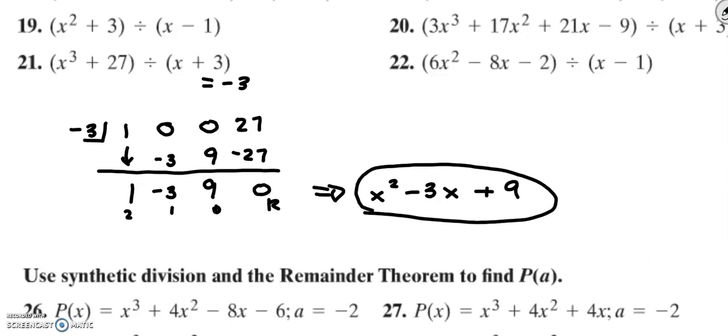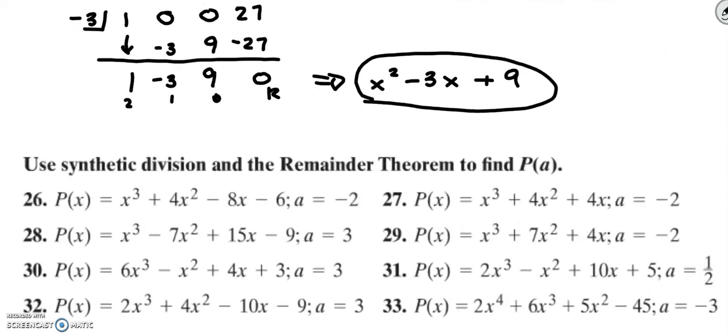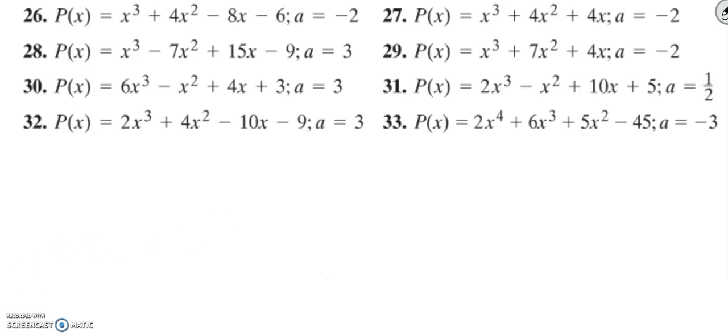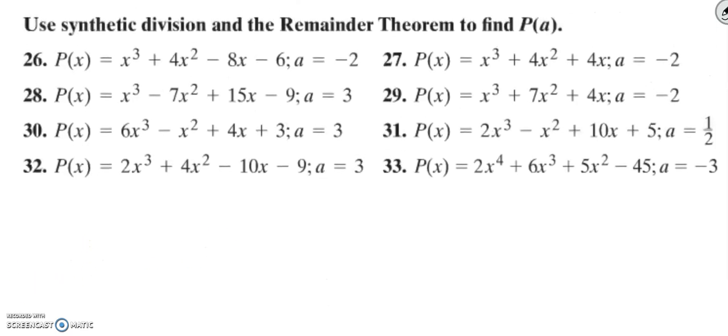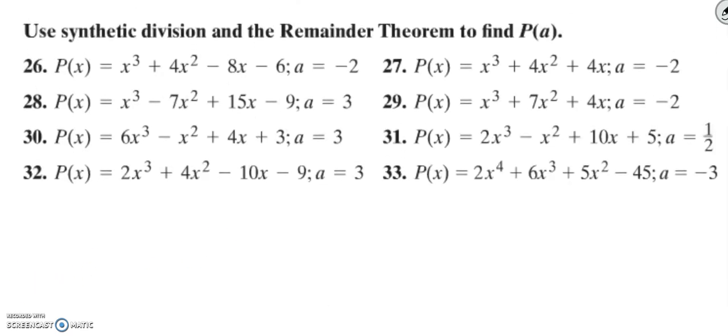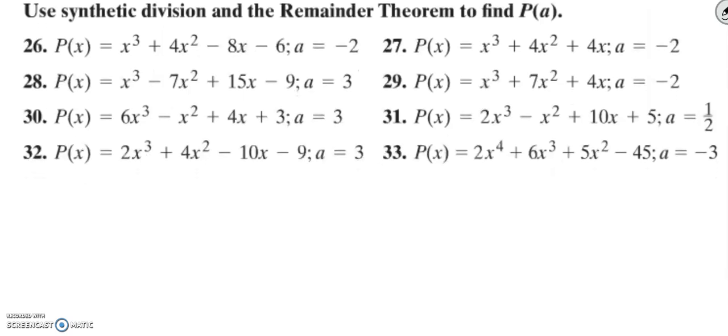Alright guys, we are going to resume the test prep questions looking at the 26 to 33 section. We are using synthetic division to find the value of P of whatever the value is. Let's take a look at number 32.